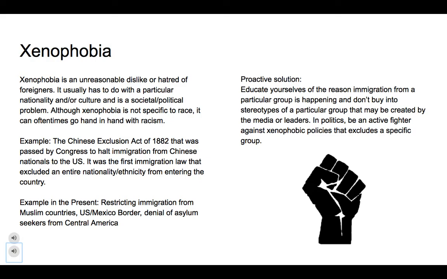So let's talk about some proactive solutions and what we can do to minimize our own xenophobic behaviors. First thing is to educate ourselves on the reason immigration from a particular group is happening, and not buying into stereotypes of a particular group that may be created by the media or even our leaders. In politics, let's be active fighters against xenophobic policies that exclude a specific group. And like we learned with racism, let's get comfortable calling out xenophobic remarks and behaviors, starting with our peers and family.